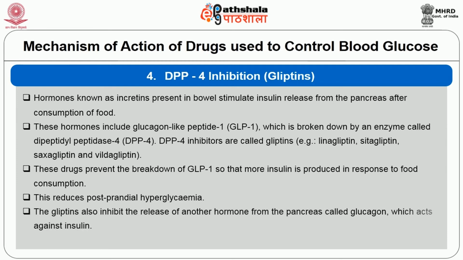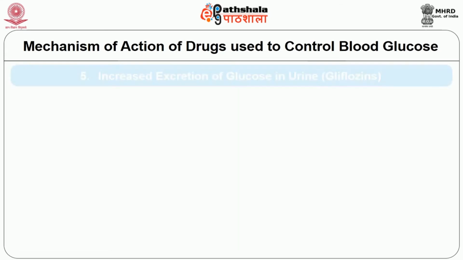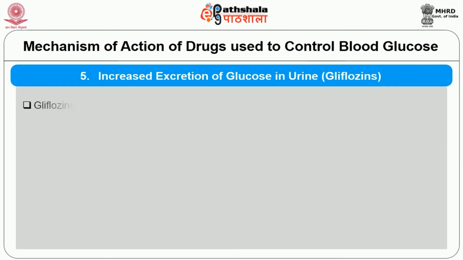The gliptins also inhibit the release of another hormone from the pancreas called glucagon, which acts against insulin. These two functions of gliptins help in improving the blood glucose control. Increased excretion of glucose in urine: gliflozins lower blood sugar by increasing its excretion in the urine.